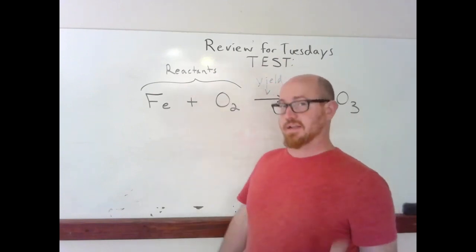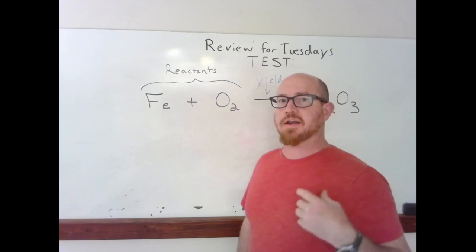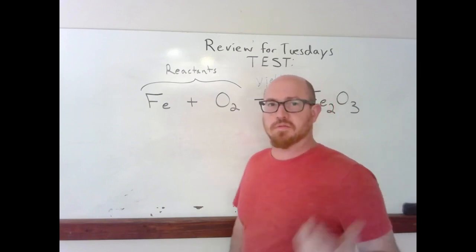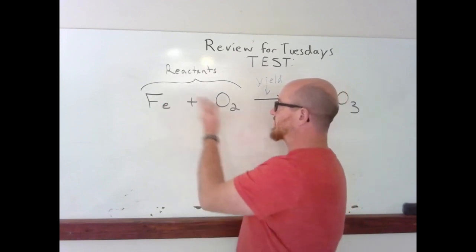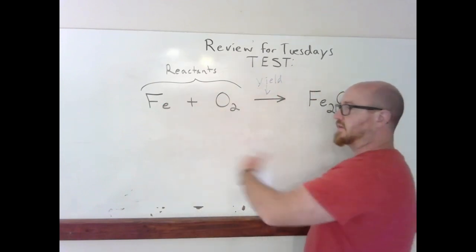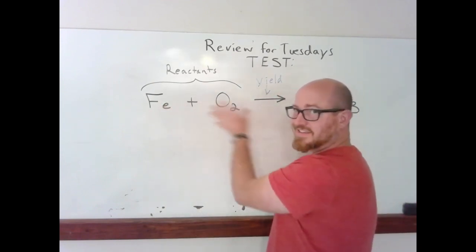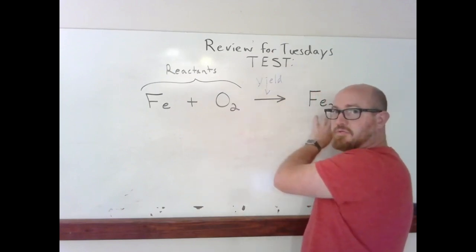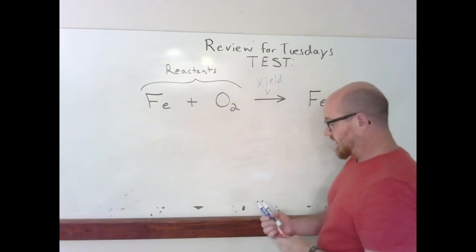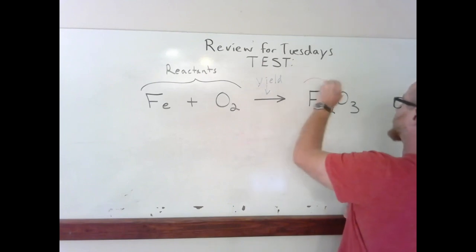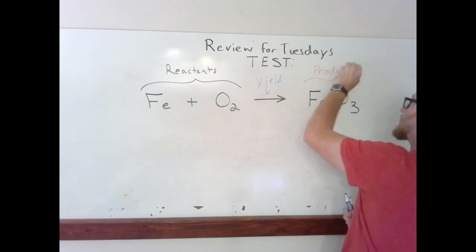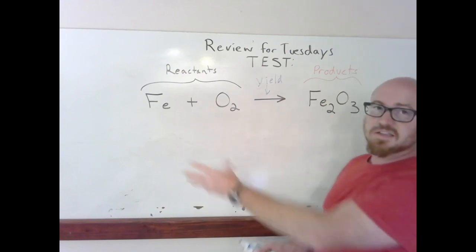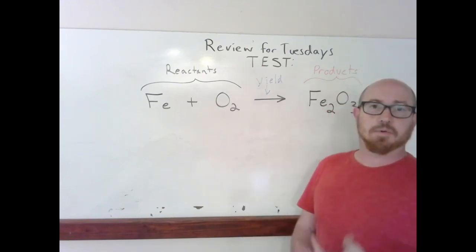You can think about it like an assembly line. If you've got a widget factory and you're trying to make widgets, well, you might need screws and bolts to make a widget. And in this case, we have reactants yielding products. And the product is what you're looking for. So in this case, over here, we have products. This is the basic anatomy of a chemical reaction.